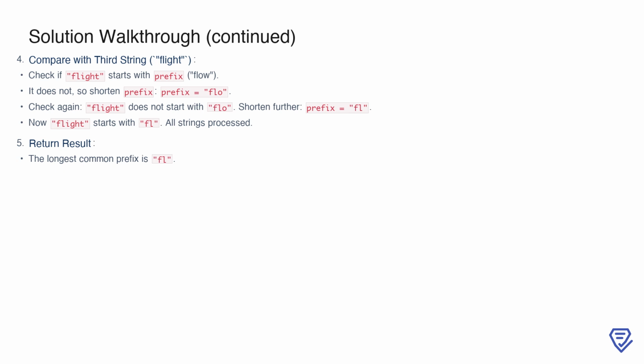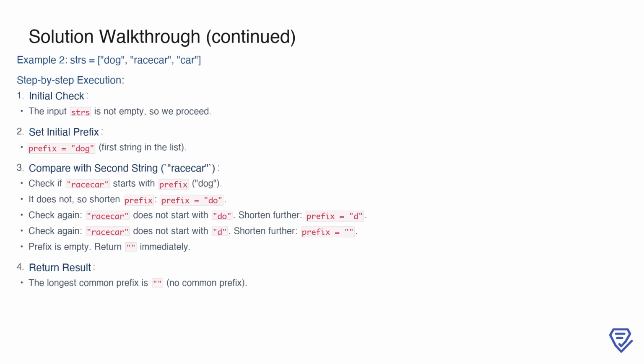Now, the prefix flow is compared with the third string, flight. Here, we see that flight does not start with flow, so we shorten the prefix again by removing one character at a time from the end. It becomes flo, but flight still does not start with it. Shortening further, we get FL, and now flight starts with this prefix. At this point, all strings in the list have been processed. The final longest common prefix, after all comparisons, is FL, which we return as the result.